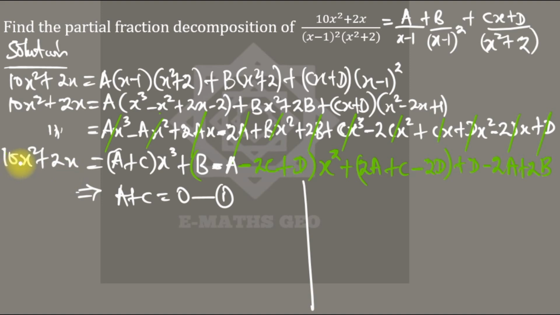So is there x squared? Yes. We have B minus A minus 2C plus D is equal to 10. That's equation 2. Yes, this x squared, this x squared, so whatever that is here must sum to 10. So for x, okay, we miss out this.